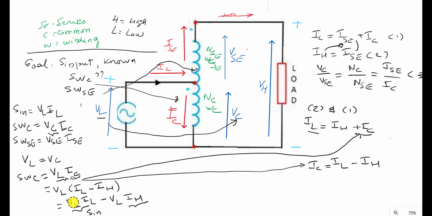Now distribute everything. VL times IL minus VL times IH. Bingo! We are getting there. The term VL times IL is the same thing as S input. So I already have S input as a function of SWC. But we're not done yet because we have another term, VL times IH. So if I could find a way to express IH in terms of IL, I will have S input in this equation and my job will be done. So now the next stage is, how can I get IH as a function of IL?